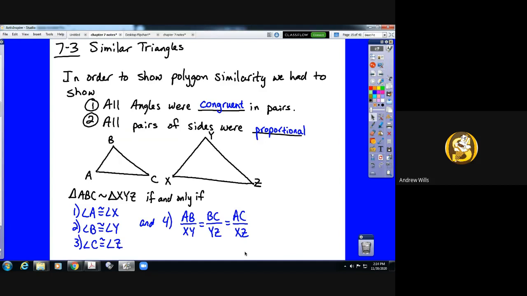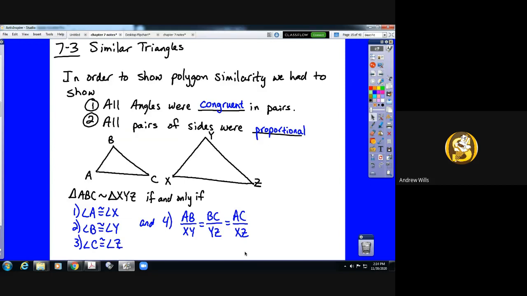Okay, there are shortcuts. We don't necessarily need to show all four of these things. There are three different shortcut rules that we can use to show triangle similarity. So we are going to go through those three rules. Each one of those rules is its own slide, and then we'll go through an example of applying those rules, and that'll be it for today.